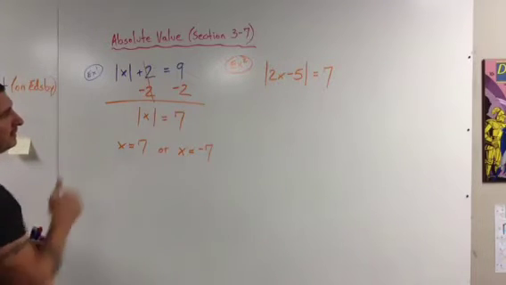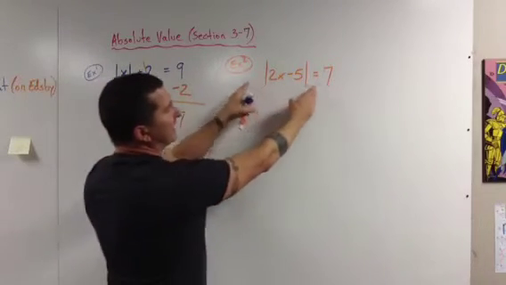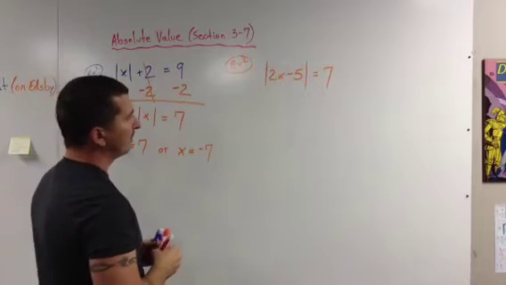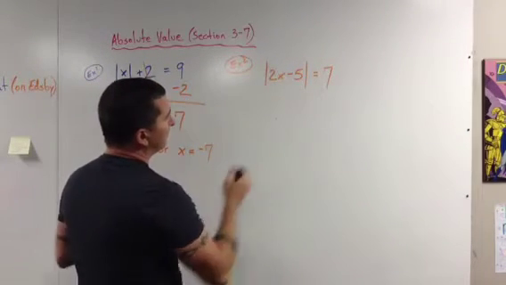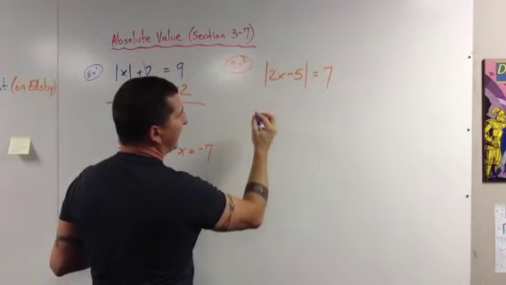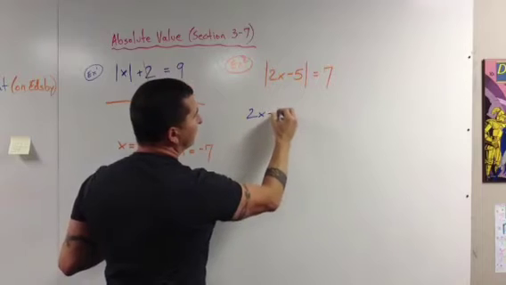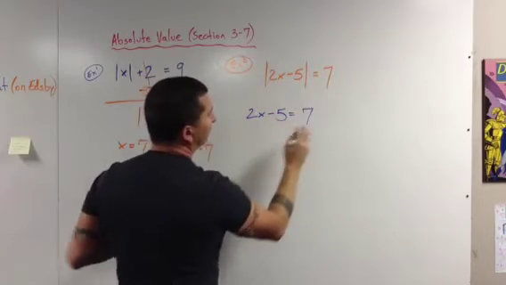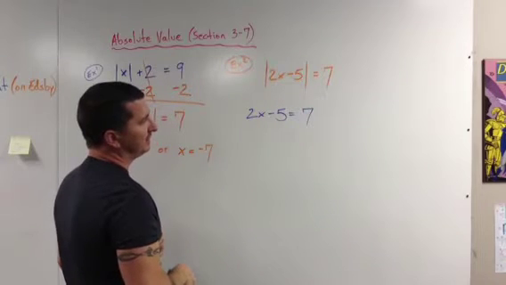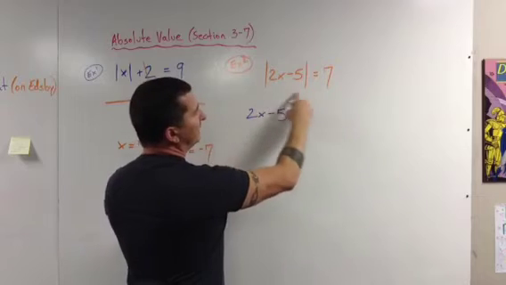Let's do another one. Example 2. Now notice there's nothing outside of the absolute value symbols. So we're already ready to go. In this problem, we're going to eliminate the absolute value signs and write two different equations. The absolute value of 2x minus 5 equals 7. So the first equation, you write it just like it looks without absolute value signs. The second equation you write is going to look just the same over here.